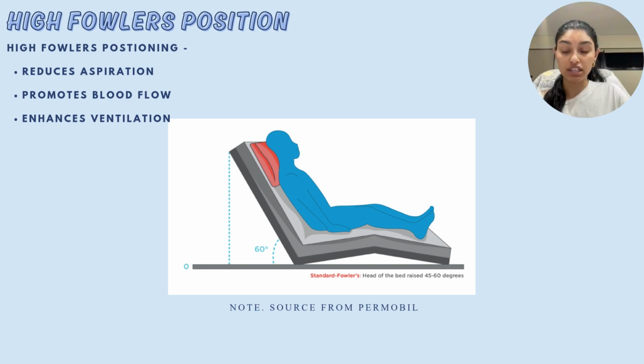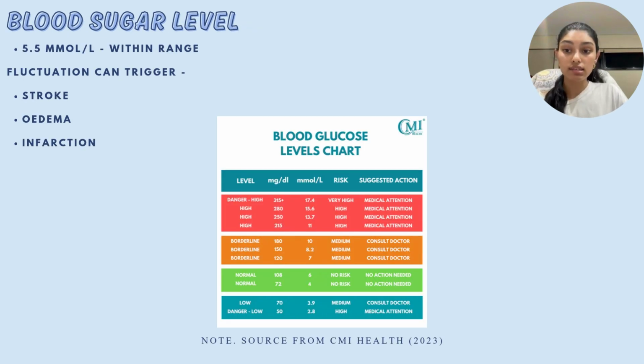As mentioned previously, the chance of Mrs. Manalo aspirating is deemed quite high. To further eliminate the risk, high Fowler's positioning is beneficial. D'Muzio expands on this by mentioning how the 60 to 90 degree angle sitting position promotes blood flow, inhibits aspiration, and enhances ventilation.